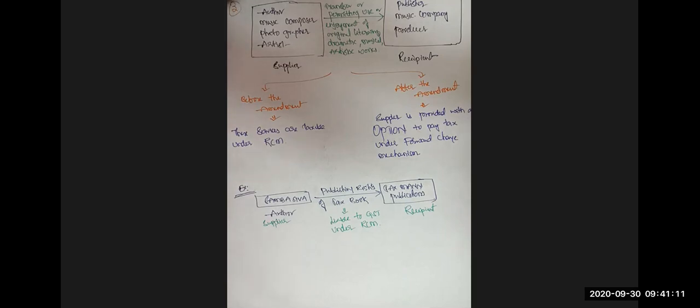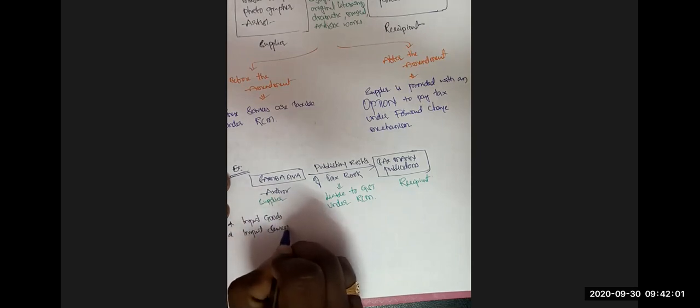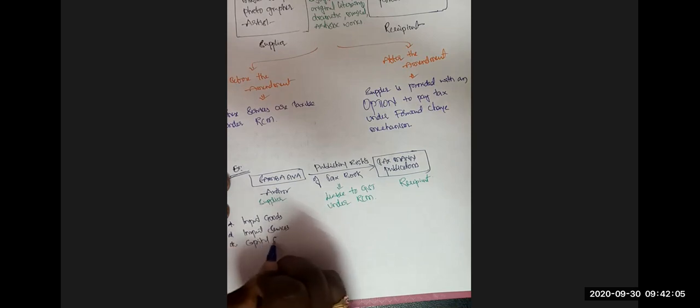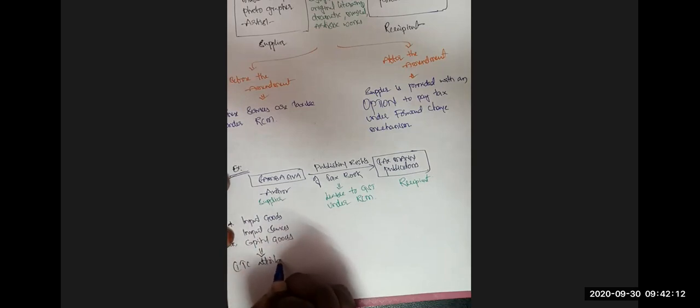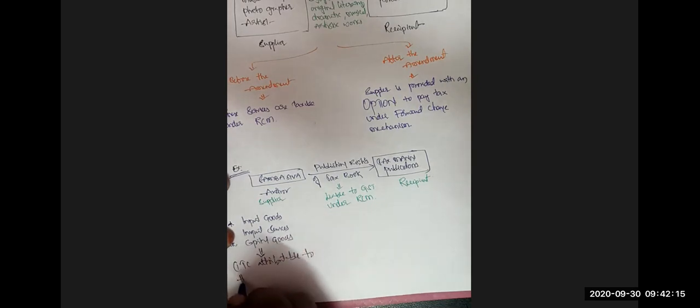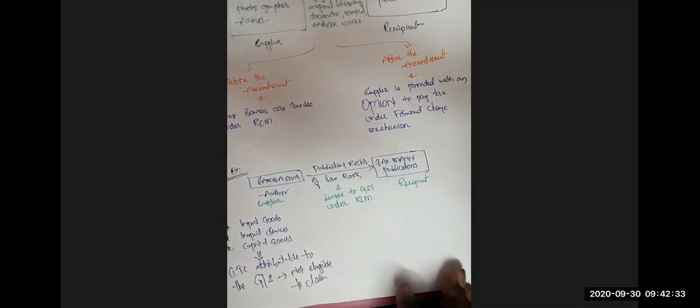I've entered the contract with Taxman Publications. But whatever the input goods I have purchased, whatever the input services I have received, whatever the capital goods I have used, the input tax credit attributable to the above goods and services is not eligible to claim. Why? Because my services are taxable under reverse charge mechanism.